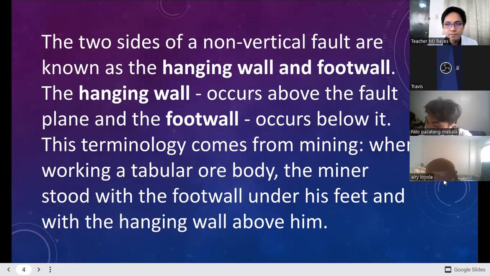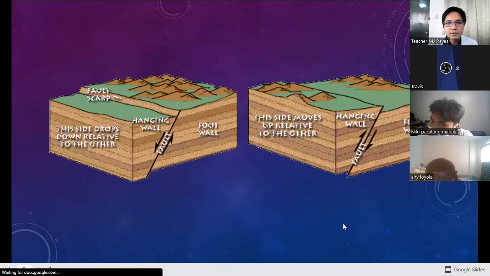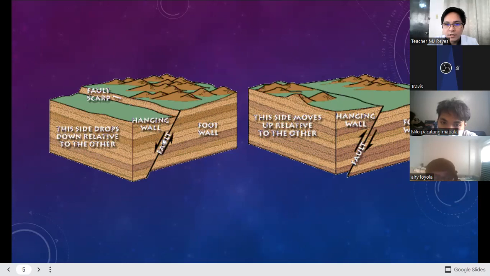No, I already wrote it down. All right. So as an illustration, this is your hanging wall. Look at the fault line. This is your hanging wall. This is the normal fault, and this is the reverse fault. So the hanging wall is above the fault plane, and below the fault plane, this is your fault plane, is your footwall.